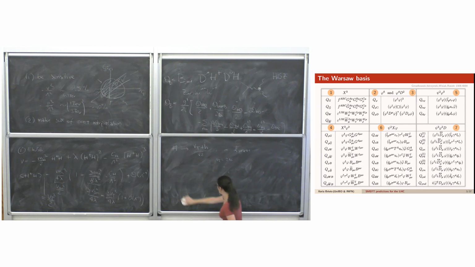Okay, so now we go to the broken phase and expand everything out. You can think that we do this over the whole Lagrangian, so the standard model piece and the SMEFT piece. And the next problem that we meet is the kinetic terms.